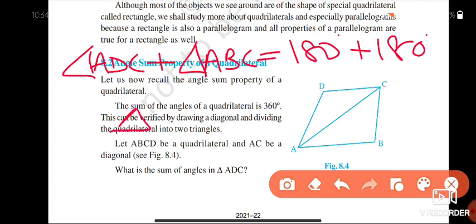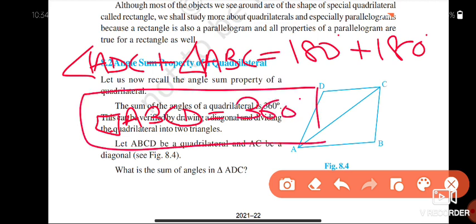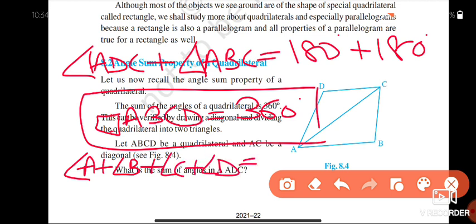The summation of triangle ADC plus triangle ABC gives you the quadrilateral. So quadrilateral ABCD will be equal to 180 plus 180, which gives you 360. This way the total of the angles of a quadrilateral will be 360. And what does it mean? It means that a quadrilateral has a total angle sum of 360. That means the individual sum, angle A plus angle B plus angle C plus angle D, will give you 360. This way a quadrilateral has the total as 360.